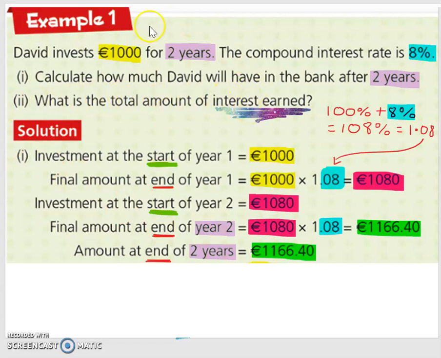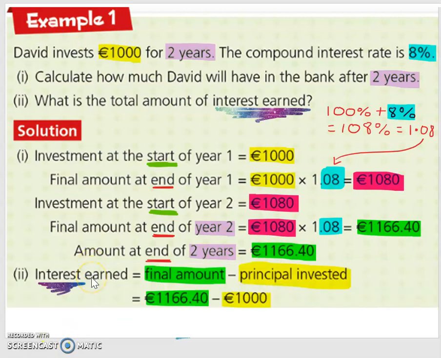So he started off with €1,000. He now has €1,166.40. We want to find the difference, so we want to subtract. So his interest earned will be his final amount, which is €1,166.40, minus the principal he invested, which is €1,000, and that will be €166.40.